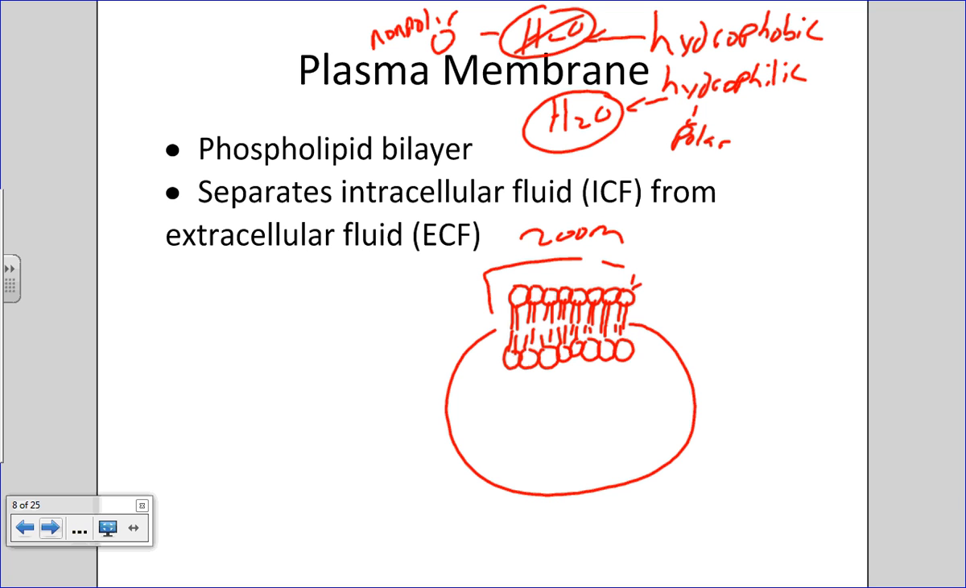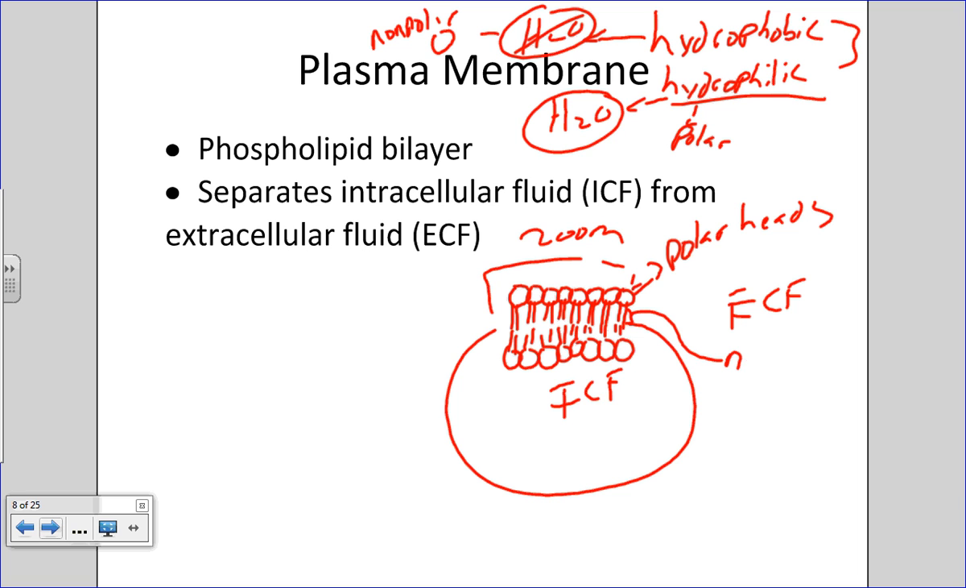Now, think about this for a second. Earlier, when I wrote ICF, intracellular fluid, and ECF, extracellular fluid, remember, this is all water. So the cell is in constant contact with water all the time. It's loaded with water on the inside. There's water all around it in the environment. So you can probably guess which side of this lipid is hydrophilic or polar. That would be the head of this phospholipid. So the heads are polar, and then the tails are nonpolar.